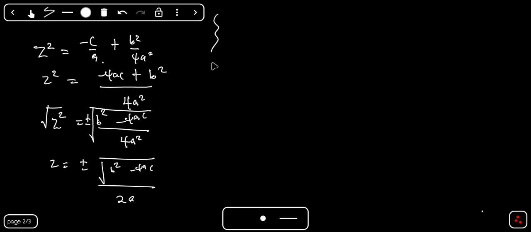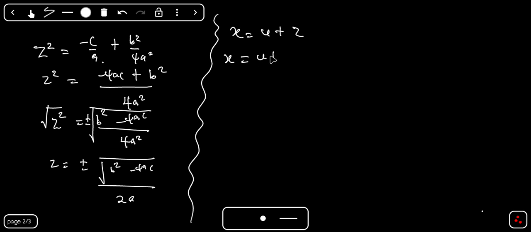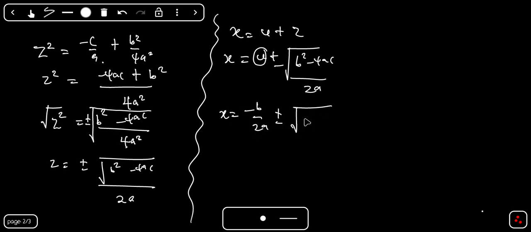Now don't forget that x is equal to u plus or minus z, or you say u plus z, since we already have plus or minus here. Then I'm going to have x is equal to u plus the value of z, which is plus or minus square root of b raised to the power of 2 minus 4ac, then over 2a. And we know that u is minus b over 2a. Then we are going to have x is equal to minus b over 2a plus or minus square root of b raised to the power of 2 minus 4ac over 2a.